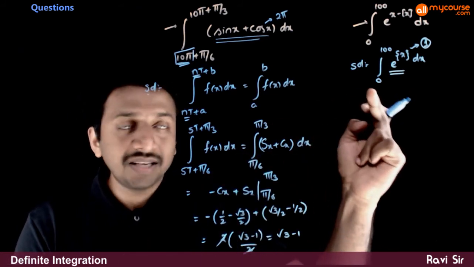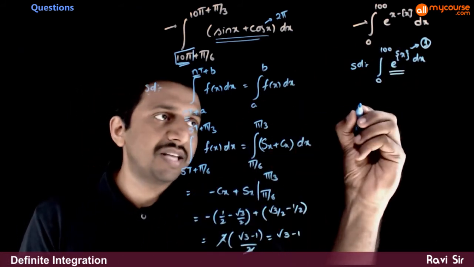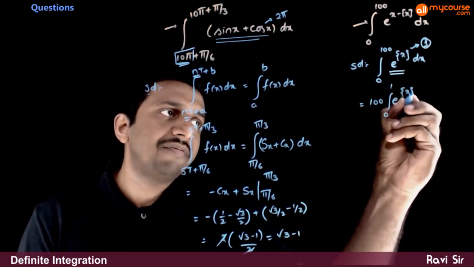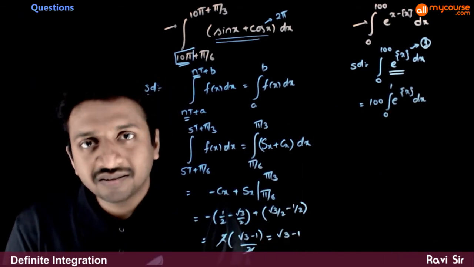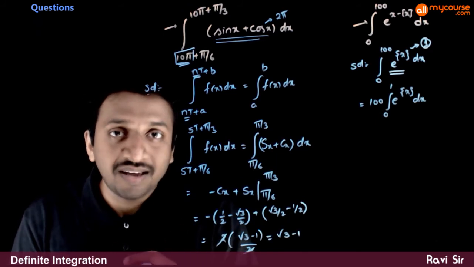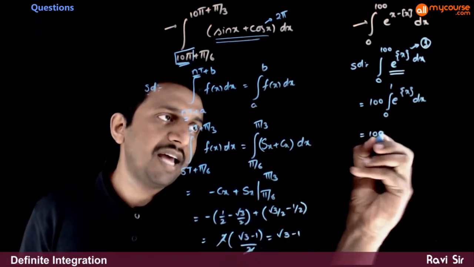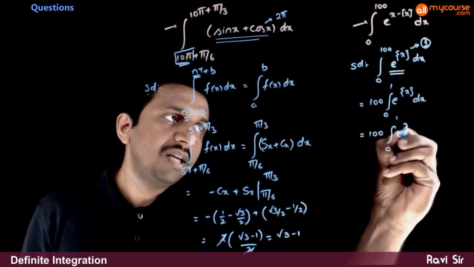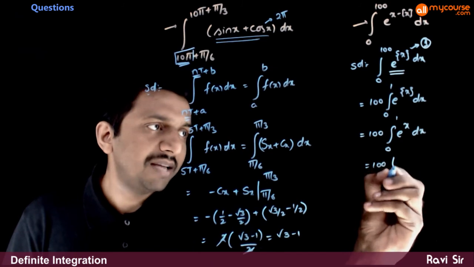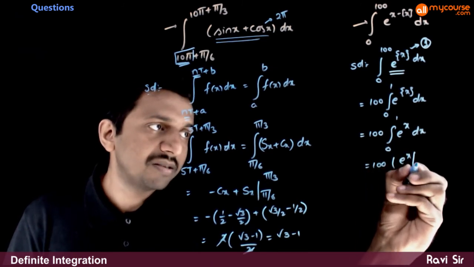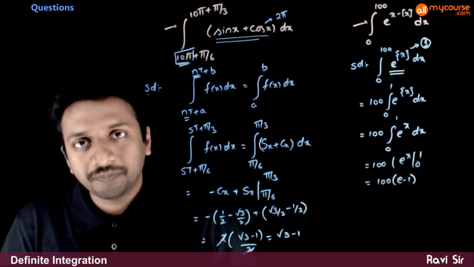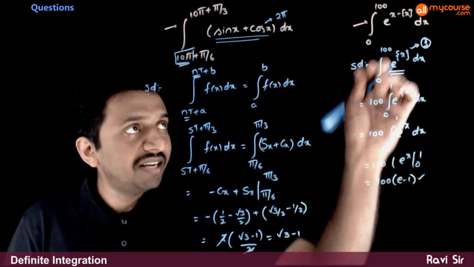So this is something like 0 to 100 times the period. So this can be written as 100 times the integration from 0 to 1 of e power fractional part of x dx. And as x is in between 0 and 1, fractional part of x is the same as x. So that is equal to 100 times the integration from 0 to 1 of e power x dx. That is equal to 100 times e power x from 0 to 1, that is 100 times e minus 1. So this is the integration of this.